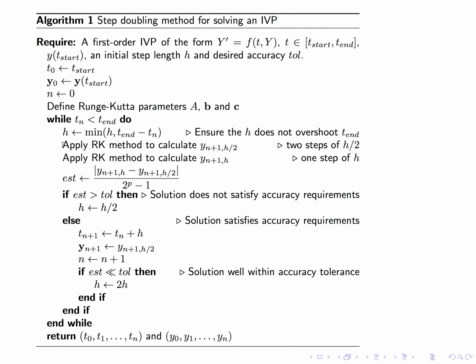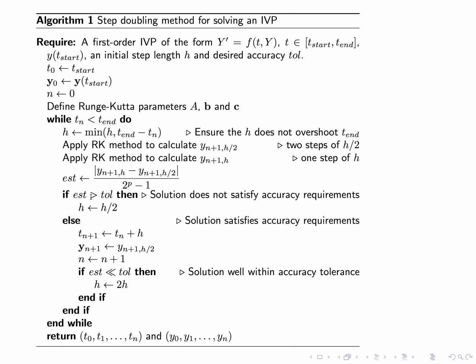Then you apply the two-step solution. So you calculate your Runge-Kutta method twice, and then you also calculate your Runge-Kutta method once. So twice using h over 2, once using the step length of h. Then you calculate this estimate. For example, if we were using the fourth order Runge-Kutta method, this would be over 15. So your single step solution minus your double step solution.